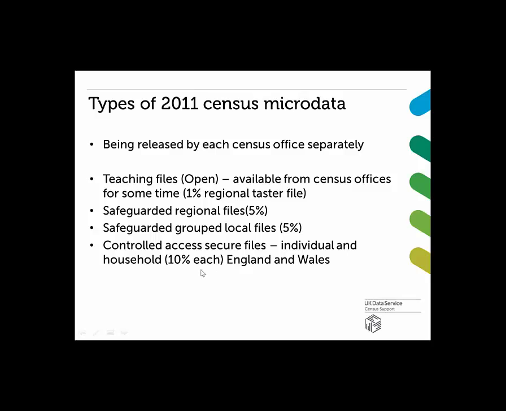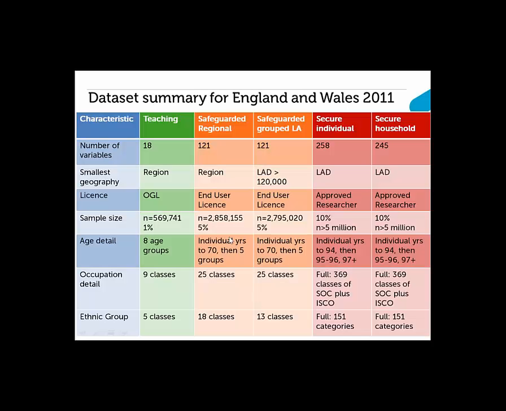And then the controlled access files. There's one which is an individual sample, and then there's one which groups household members together and takes the whole household as the sampling unit, and each of those are 10% files, so they're pretty big. I've put England and Wales, but also available in Scotland and Northern Ireland as well. What does that mean in terms of the sorts of detail that's in it? So the teaching file, which is a regional file, has no licensing, a 1% sample, and only has 8 age groups in it. Occupation, there's 9 groups, and ethnicity, there's only 5 groups.